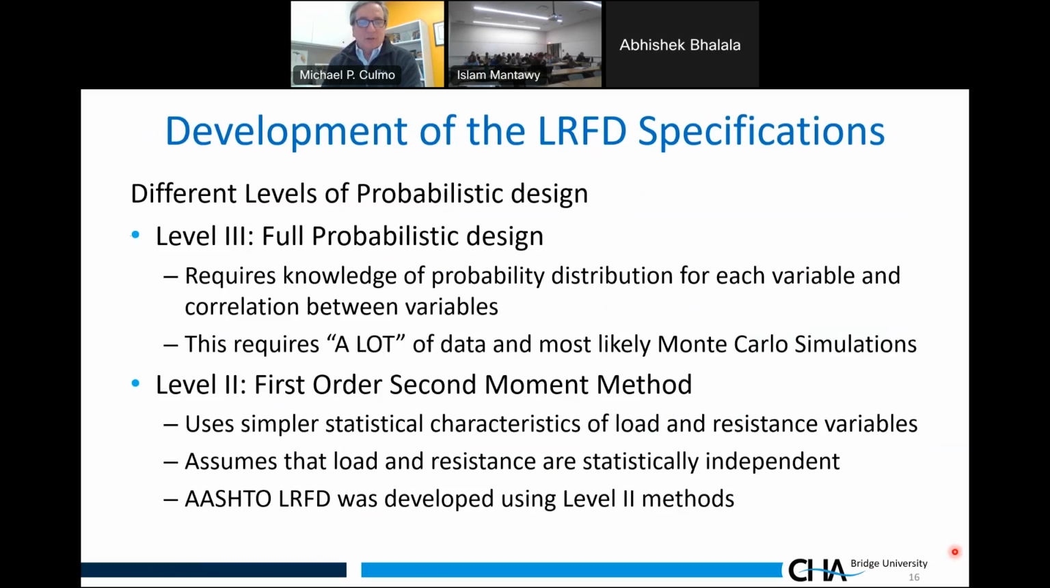And then level 2 is a lesser method using the first order, second moment method. And you can read the text below. It's statistical characteristics of load and resistance, and you assume that load and resistance are statistically independent, which is a very valid assumption. The key thing is the AASHTO LRFD code was based on level 2 methods.